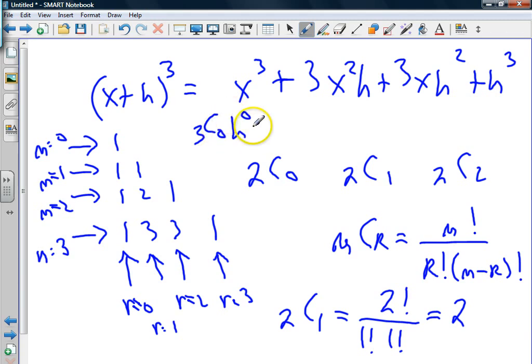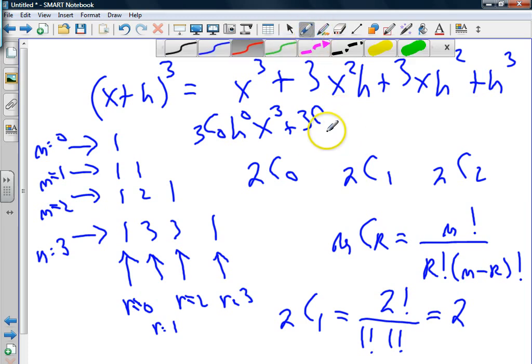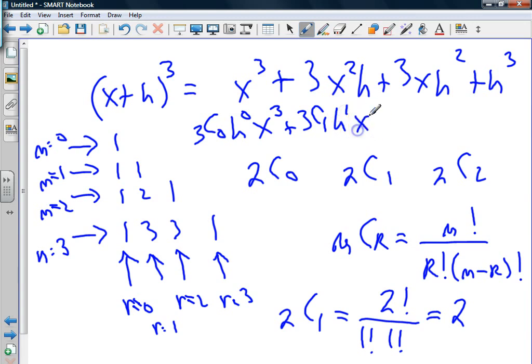3c0, h to the 0, x to the 3 minus 0, or 3. Where does this come from? 3c1, h to the r, x to the n minus r. This is r, this is n minus r. 3 minus 1 is 2. Plus 3c2, h to the r, x to the n minus r. Isn't that what this is? That's this guy. Plus 3c3, h to the r, x to the n minus r. Here's n, here's r. 3 minus 3 is 0.